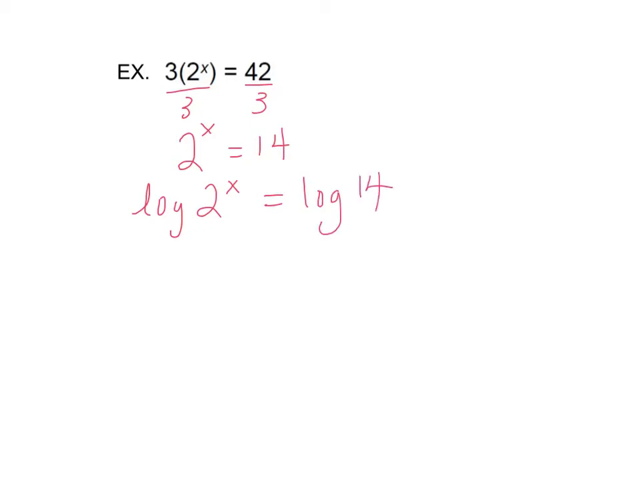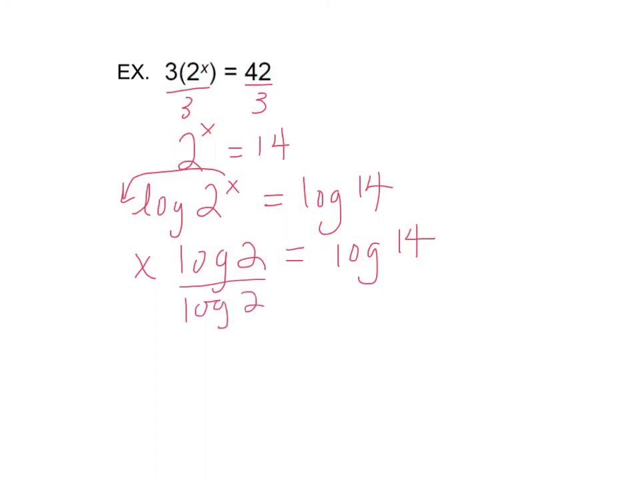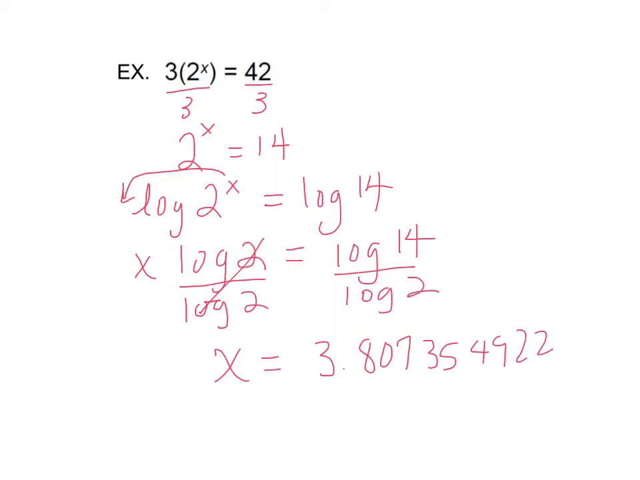Remember that the power rule allows me to write the exponent in the front, so x times the log of 2 equals the log of 14. These two logs still have the same base. And remember, log of 2 is just a number, so I'm going to divide both sides by the log of 2. That's a form of 1. And x is going to equal, I've got my calculator over here, log of 14, close the parentheses, divided by the log of 2, and hit enter, and I get 3.807354922. You know, just a nice little rounded even number.